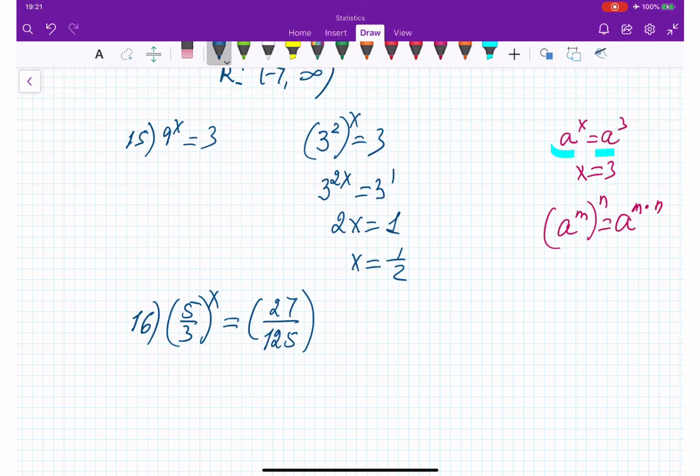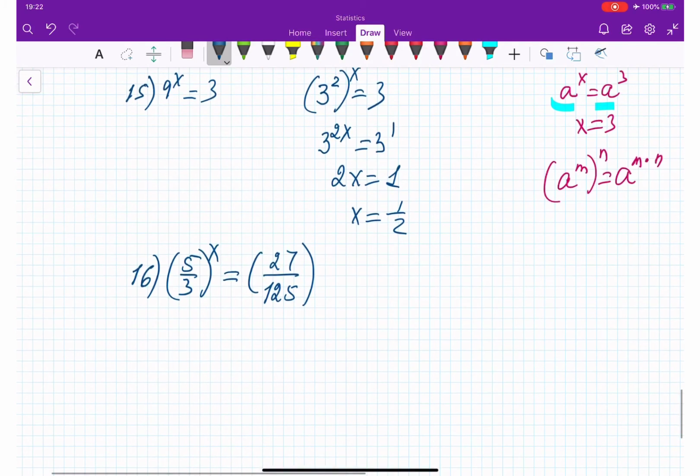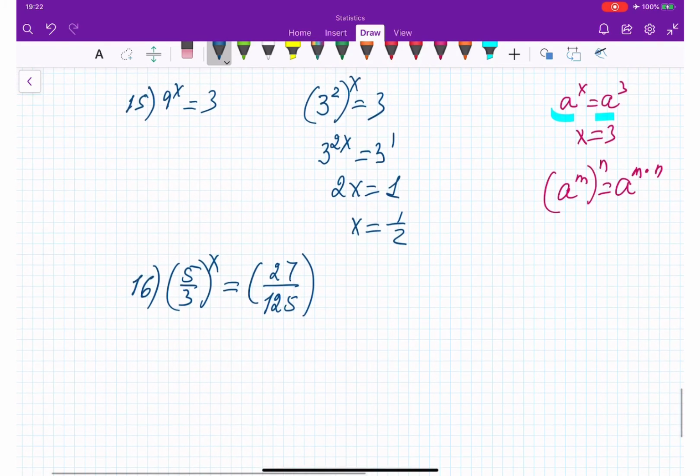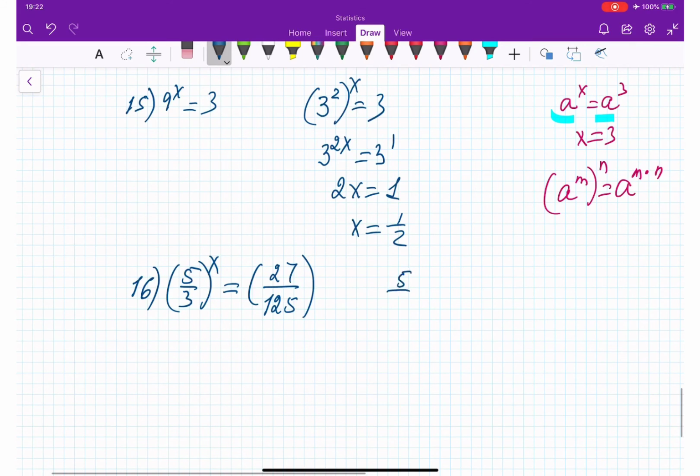Okay, so (5/3)^x is equal to 27/125. Let's see if I can bring both to the same base. So 27, (5/3)^x equals 27.